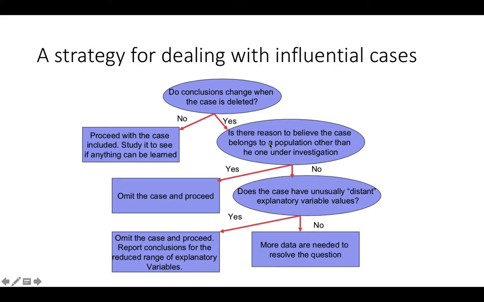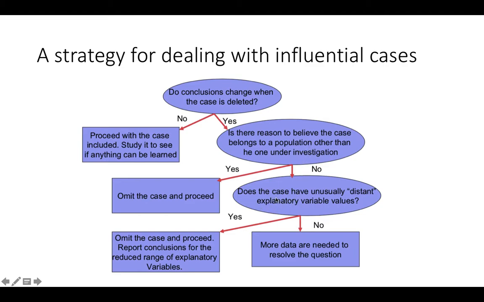is there reason to believe that the case belongs to a population other than the one under investigation? So do you feel that it is? If it is not, then you continue. If you think yes, it does not belong here, it is an abnormal value, then omit the case and proceed. So this is the process. Don't omit it just like that. Like State Bank of India, I will not omit it because I know it is part of the population under investigation.